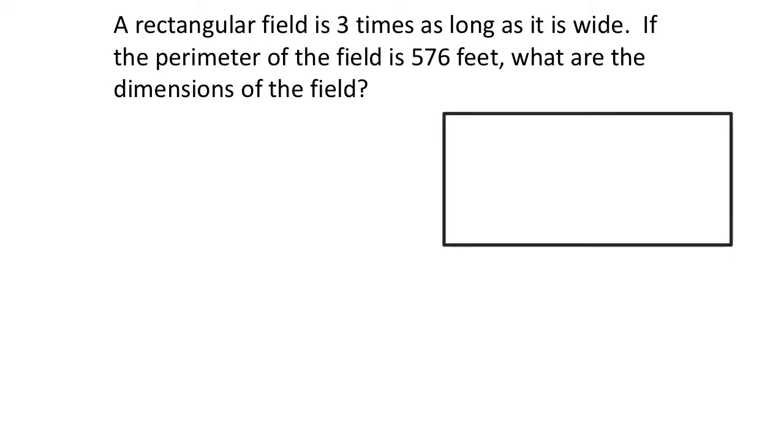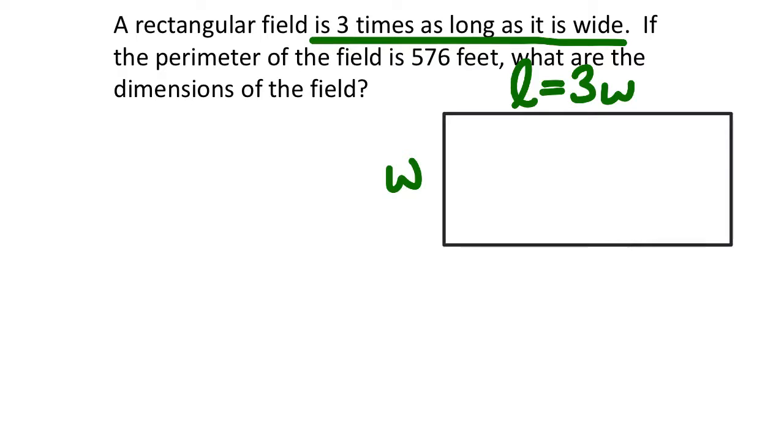And usually the long side is the L, the length. And right here it says that the length is 3 times as long as the width. So if this is my length and this is my width, the length is the width, but 3 of those, 3 times the width. Now we know from perimeter it's like adding all 4 sides together, and this other length also would be 3 of the widths.